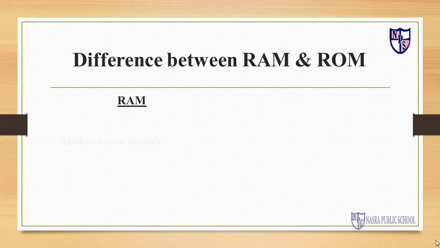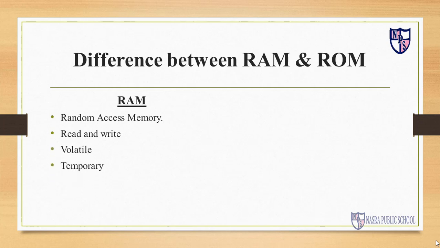First is RAM. RAM stands for random access memory. It is readable and we can write on it. It's volatile. It's temporary as well, which means that if the power is gone, we will lose our data. It's also costly and it is used by the users. RAM looks like this, as shown in the picture.